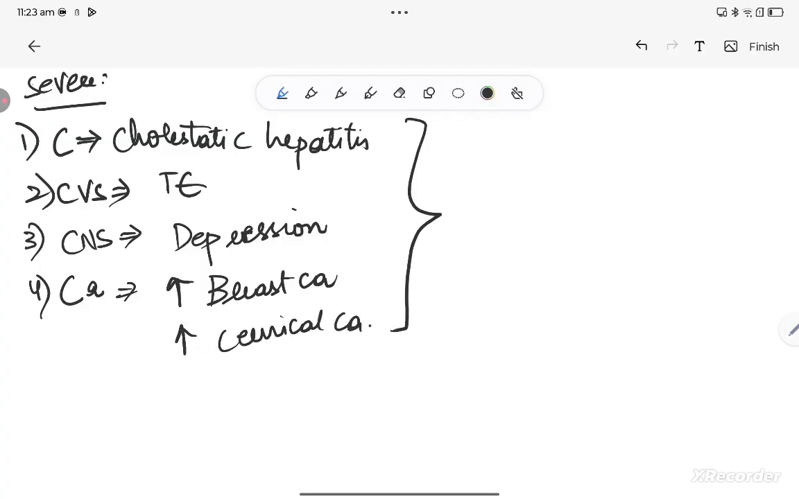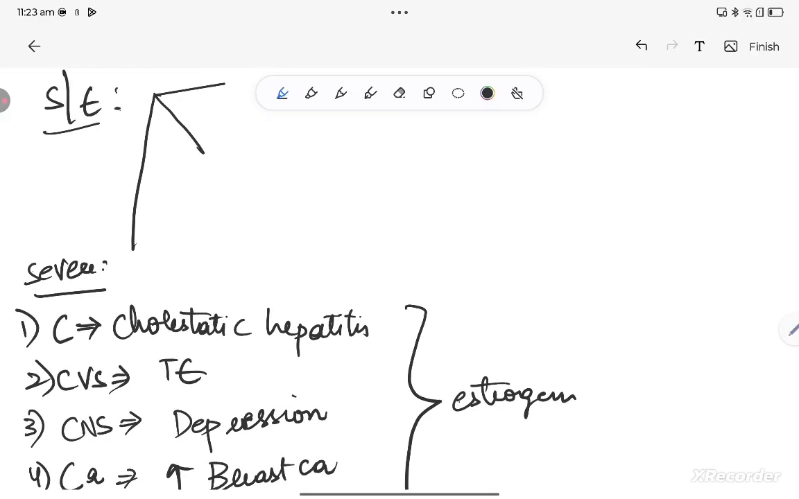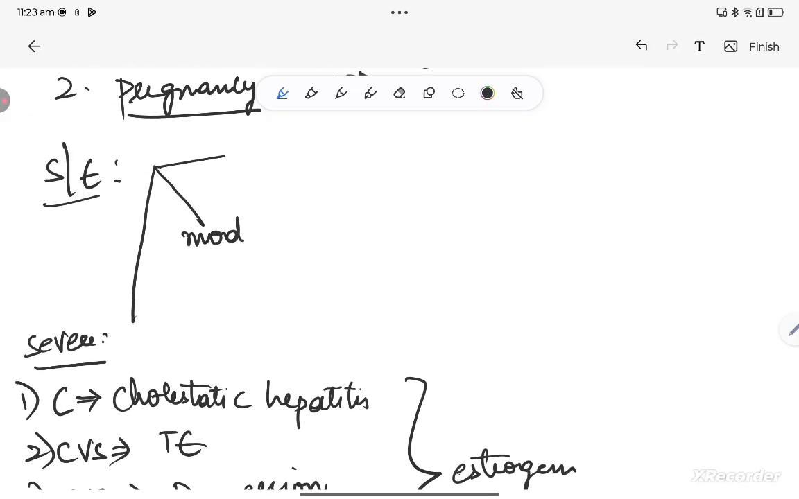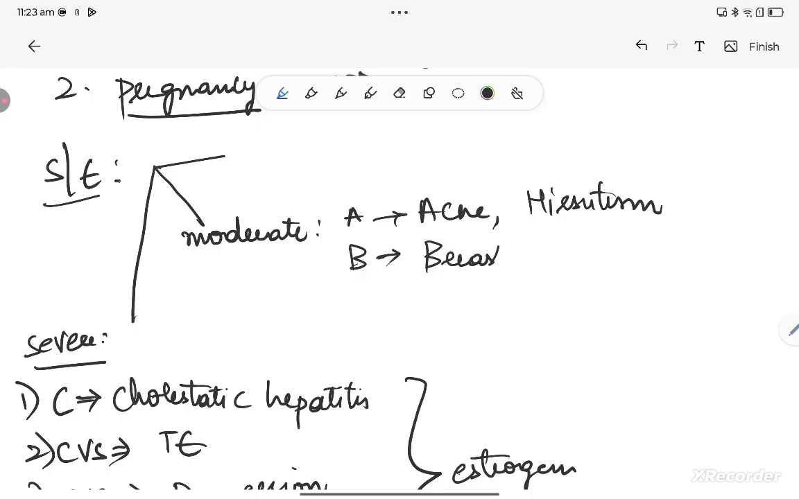Clear? Now, let us talk about moderate side effects. See, moderate side effects are not that big an issue, but cosmetically they are very important. A stands for acne and hirsutism. B stands for breast discomfort. And C stands for chloasma. All these are cosmetically important. Clear? And then mild side effects.